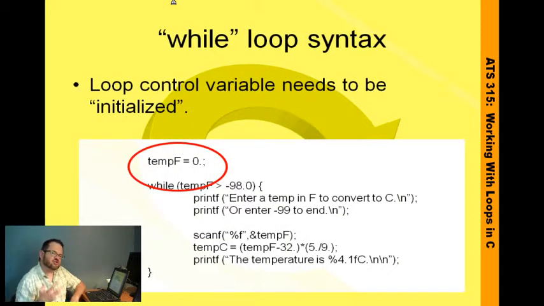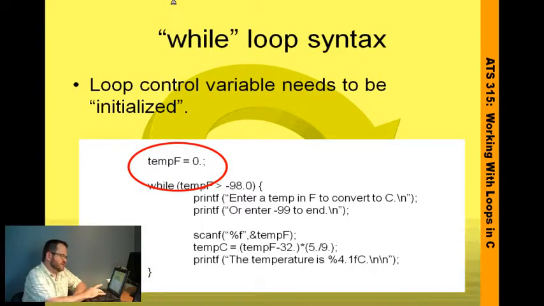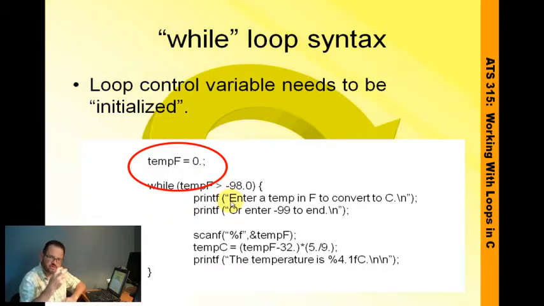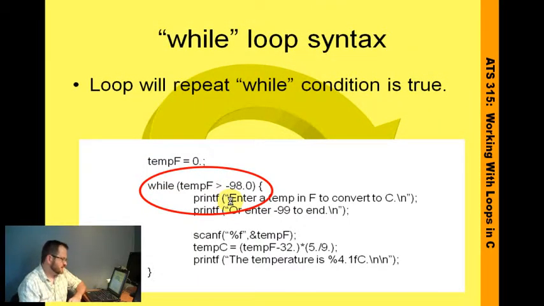We're going to have some kind of control variable, a variable that will have some value in it. Let's say in this case I have a variable called temp f, temperature in Fahrenheit, and it's going to just be set to 0. While temperature f is greater than -98 in this program, the things between the pair of curly braces are going to keep happening. Remember, curly braces group together commands.